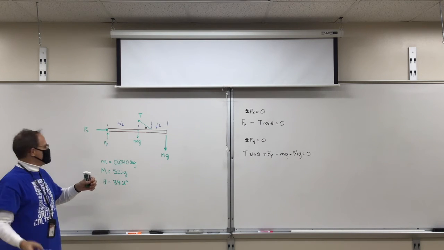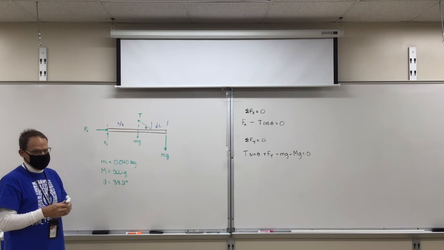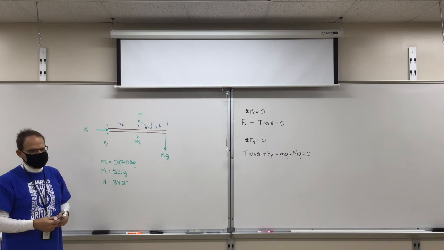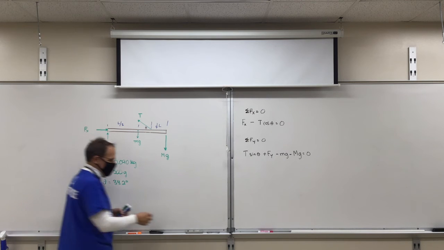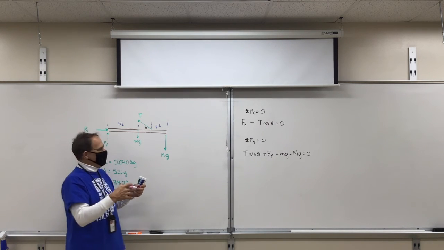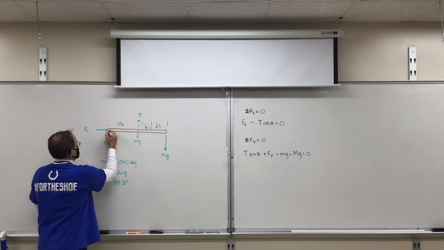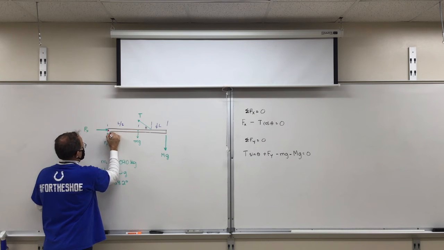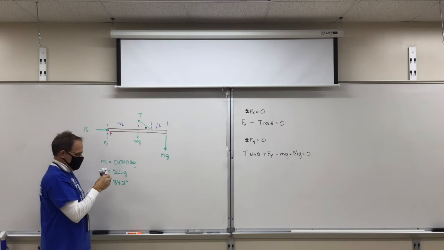Do we know the forces acting on the wall? Are we trying to find the forces acting on the wall? No. So if we make our pivot there, we can ignore those forces because they don't contribute any torques. So if I made this point right here my pivot, I'll call it P.